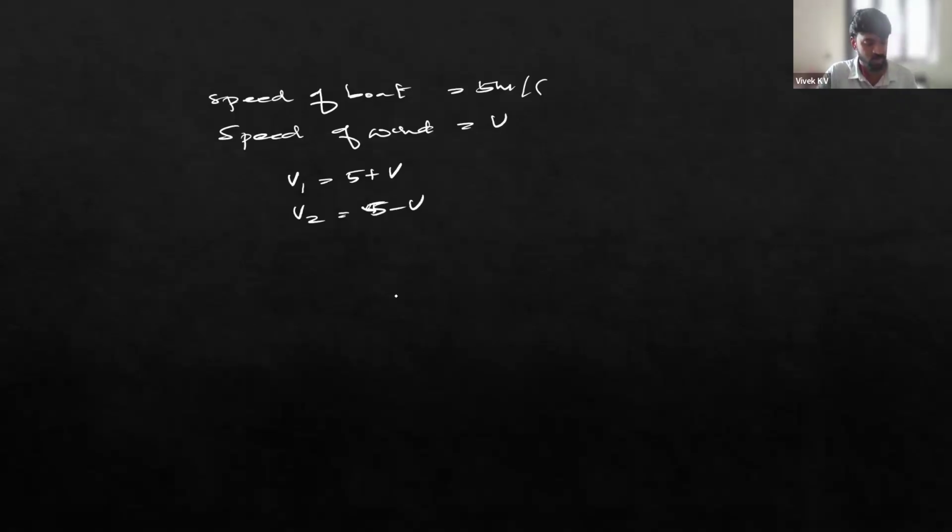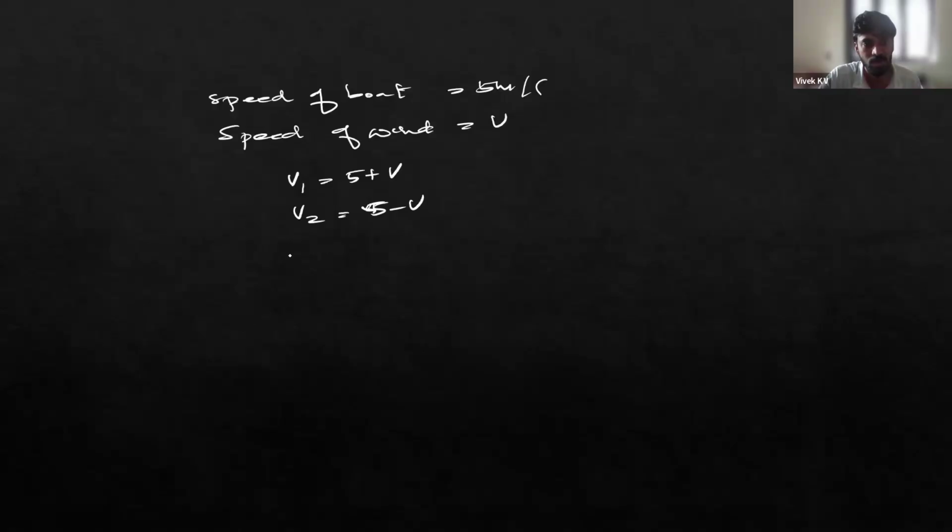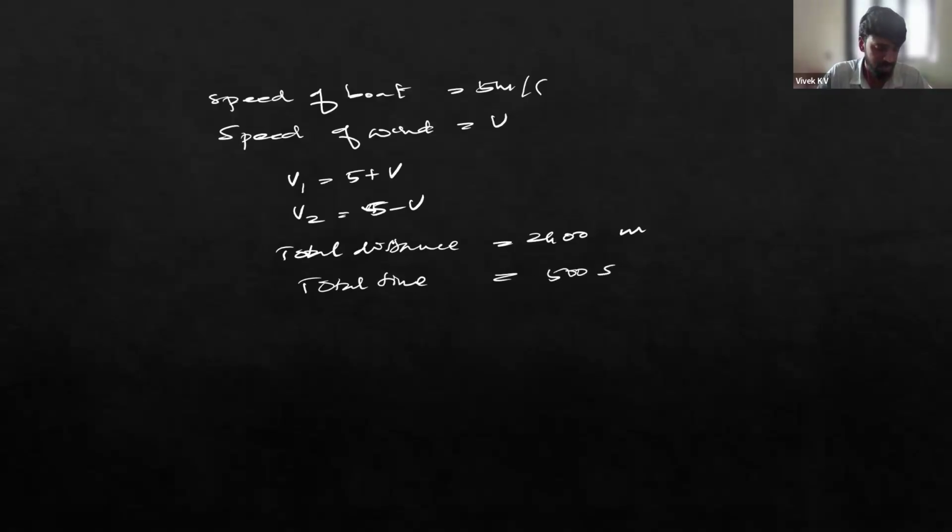Okay. So now the total distance, going up and down 1200 meters, will be 2400 meters. And the total time for up and down is given, that is why we took the total distance 2400. So that is 500 seconds, the total time.